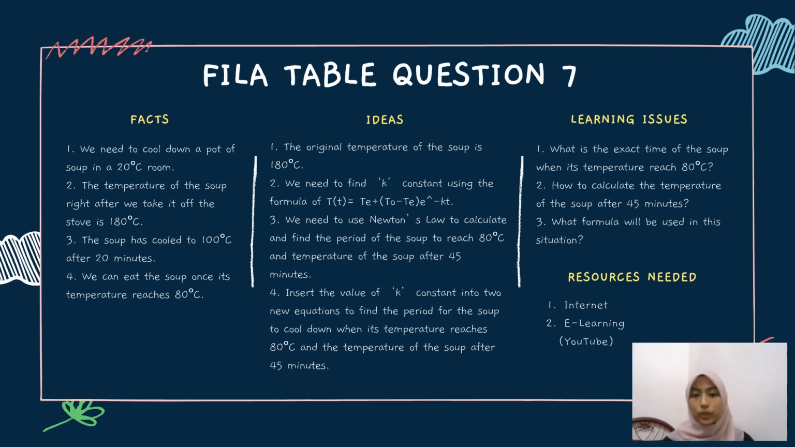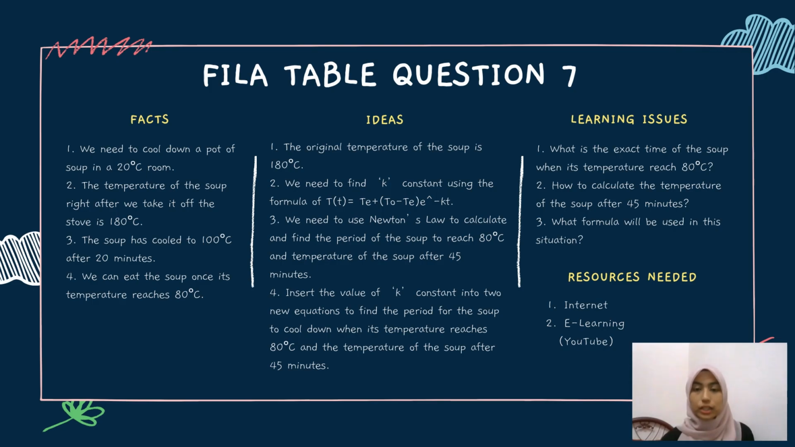Number 3, we need to use Newton's law to calculate and find the time for the soup to reach 80 degrees Celsius and the temperature of the soup after 45 minutes. The last one is, insert the value of the K constant into 2 new equations to find the time for the soup to cool down to 80 degrees Celsius and the temperature of the soup after 45 minutes.